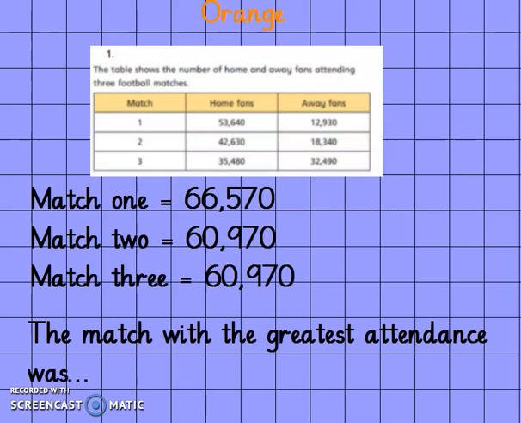Well done if you've had a go with these. So match 1, the complete total, 66,570. Match 2, you should have got 60,970. Match 3, you should have got 60,970. So the match with the greatest attendance was match 1. Well done at home if you managed to get that.